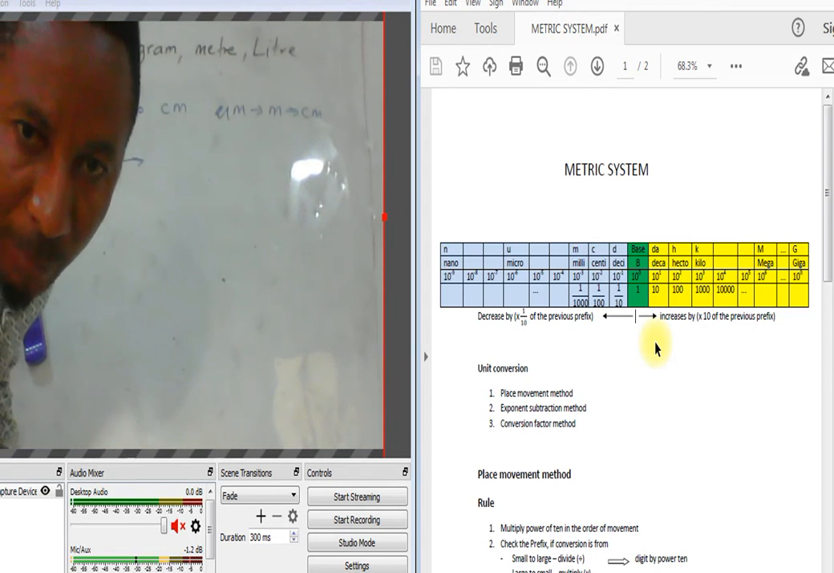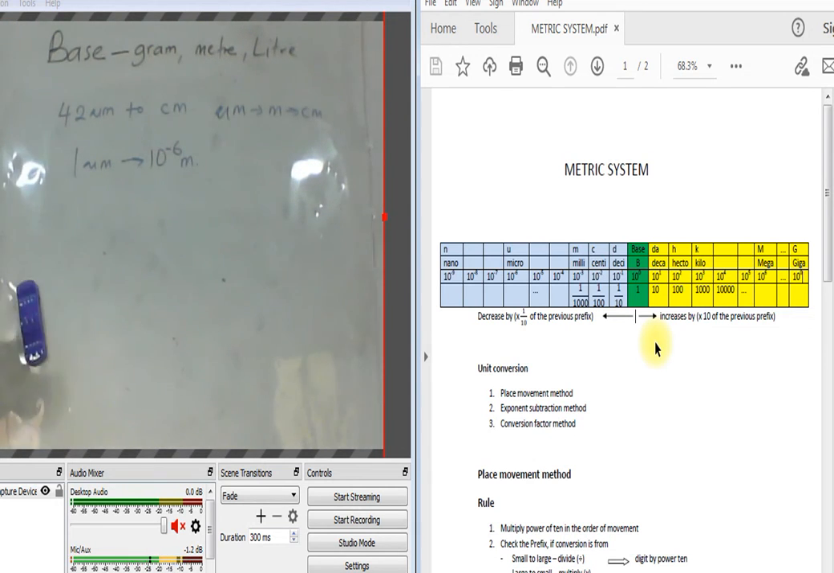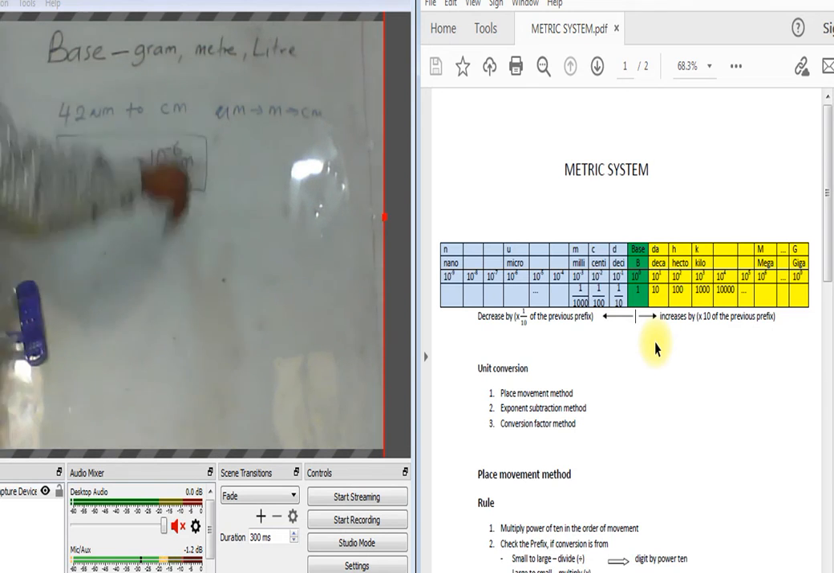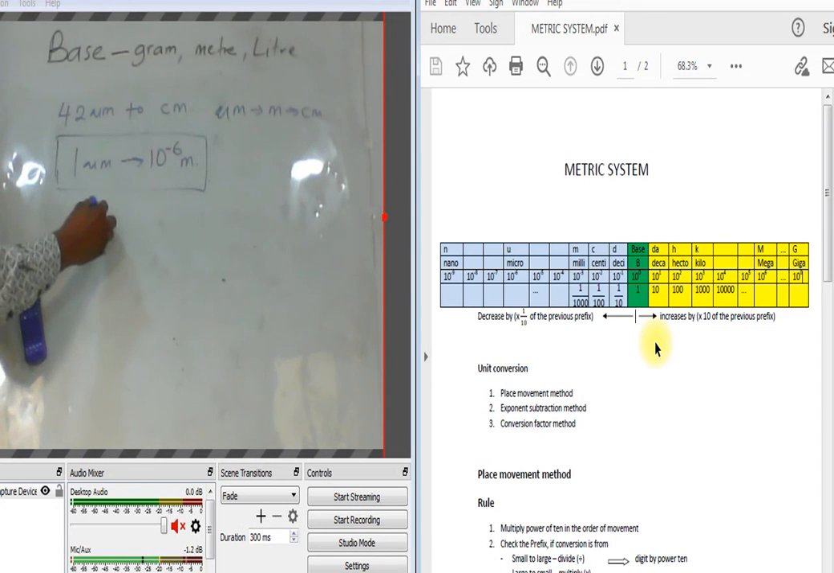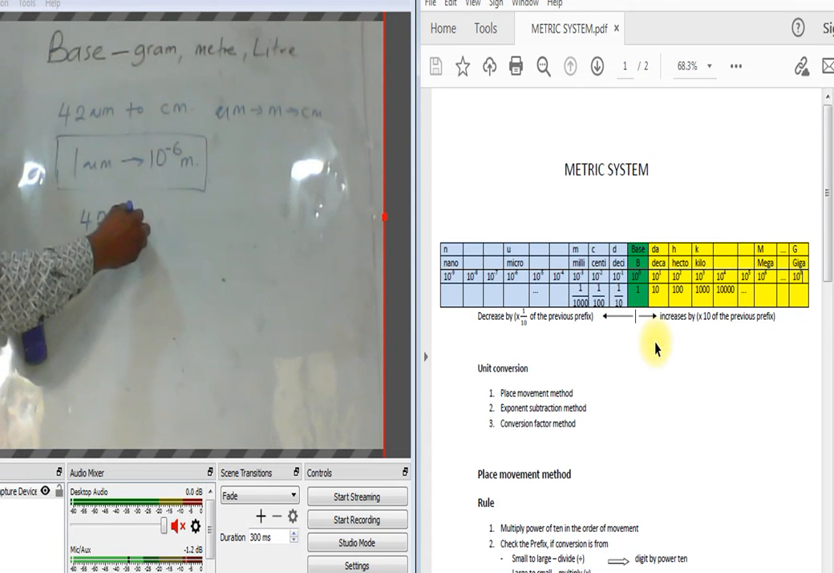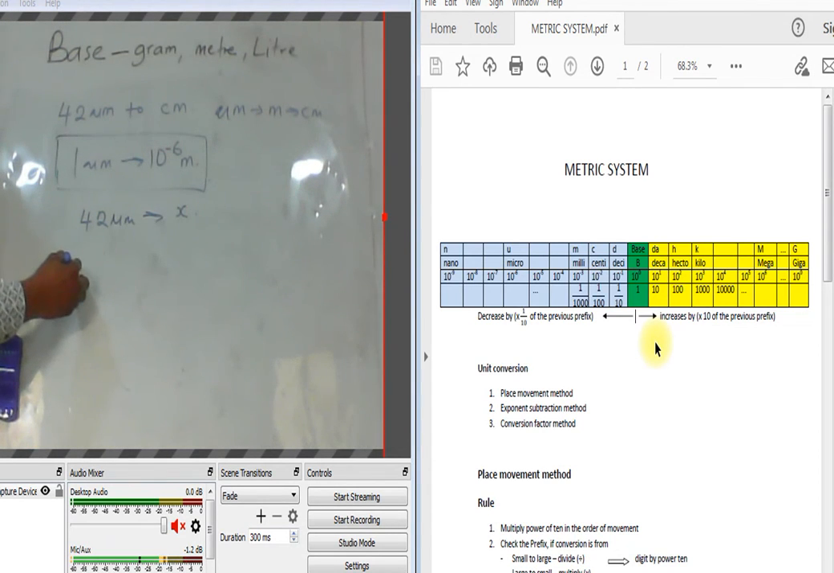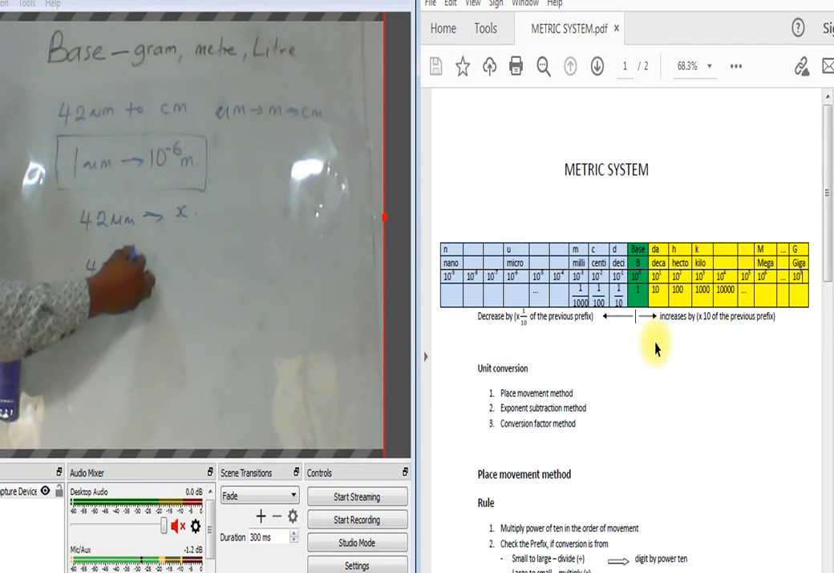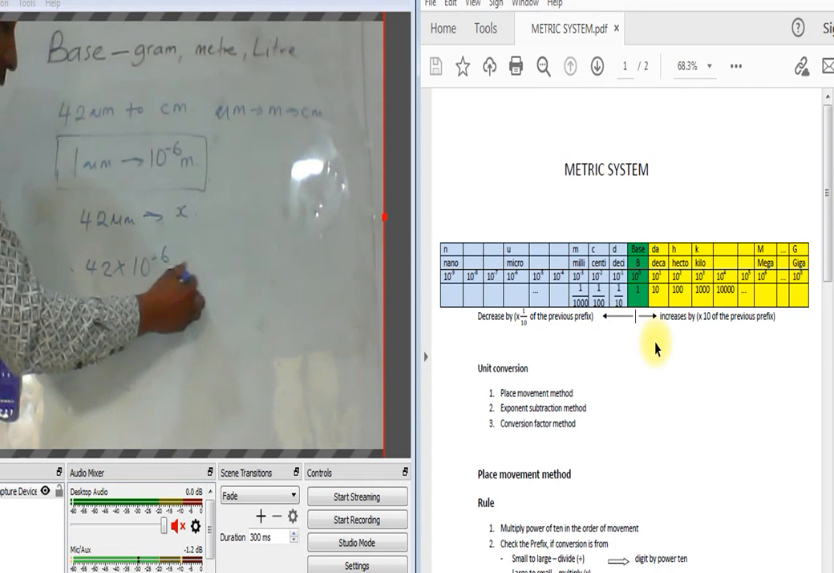Let's look at the micro. The micro is 10 to the power of minus 6, so it's 10 to the power of minus 6 of that base meter. That's a conversion factor. You can generate it from the metric system. Now in that case, I need to convert this to meter first, then take it to centimeter. I have 42 micrometer, which in meter I can compare, means I will have 42 times 10 to the power of minus 6, which is the same as 4.2 times 10 to the power of minus 5.